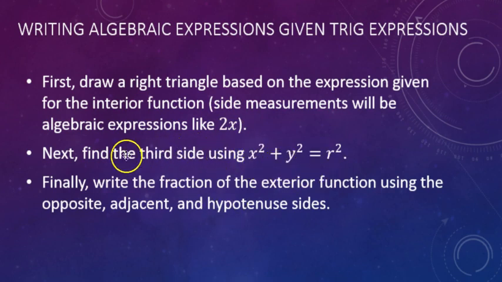other sections. And then finally, you'll write the fraction of the exterior function, the one that's on the farthest side outside of the parentheses, using the opposite, adjacent, and hypotenuse rules, the same way we have with sine being opposite over hypotenuse, cosine is adjacent over hypotenuse, and tangent is opposite over adjacent.